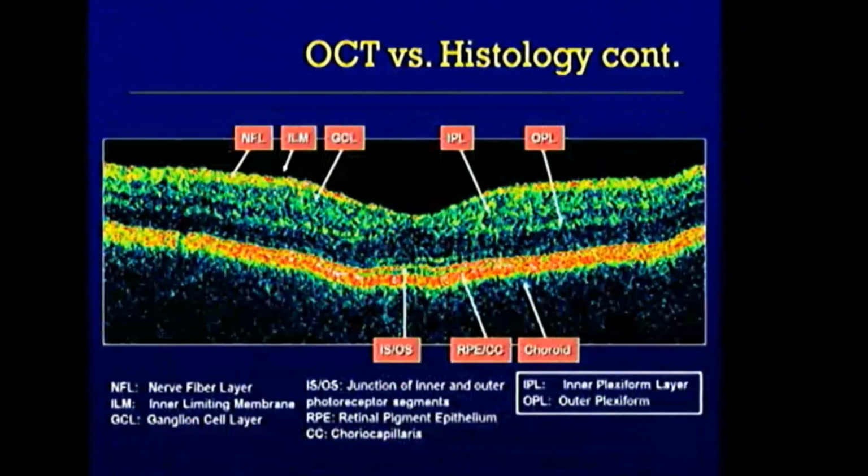And here we can see an OCT image with the layers. So we have the internal limiting membrane next to the vitreous, and then retinal nerve fiber layer, then the ganglion cell layer, and the inner plexiform layers. And these are the layers that we're interested in glaucoma.